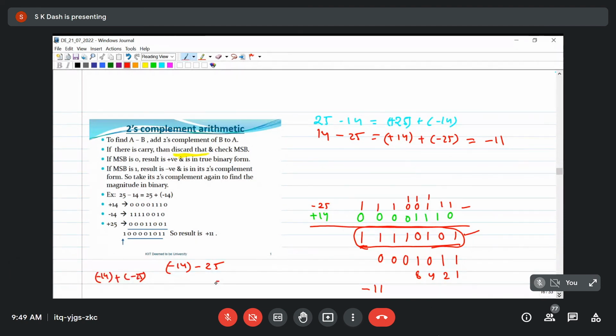Now suppose a question comes: minus 14 minus of minus 25. Then what will we do? Minus minus becomes plus. So basically it is minus 14 plus 25, that means 25 plus of minus 14. You can do this. So try to do this kind of problem and refer to some problems in the book also.